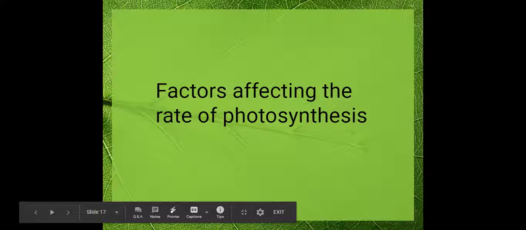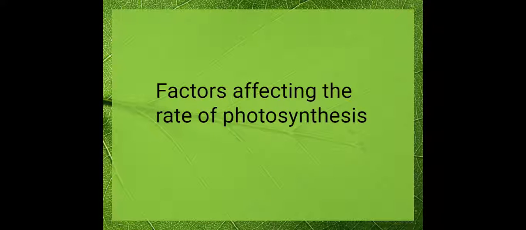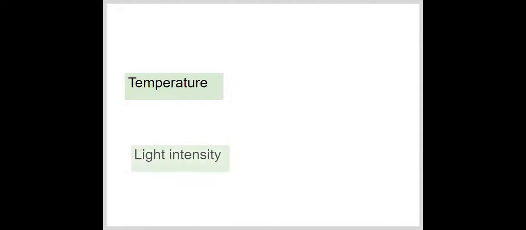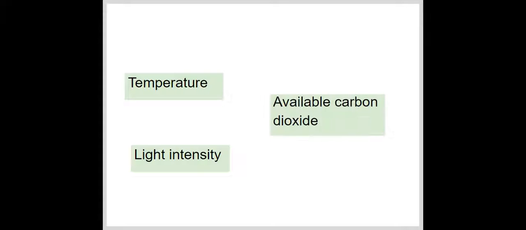There are a variety of factors that can affect the rate of photosynthesis. We're going to look at three of them. One of them being temperature, one being light intensity, and one of them being available carbon dioxide.